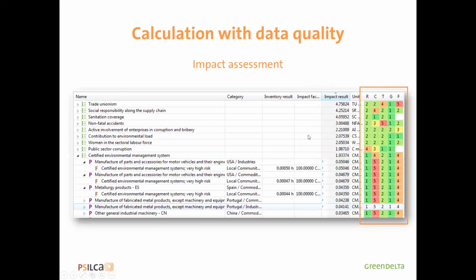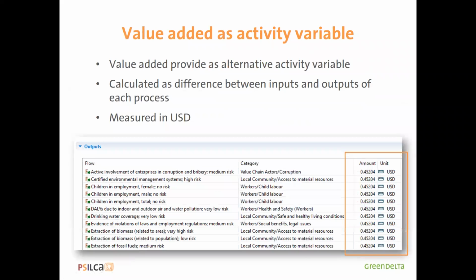And the same can be done on the impact level. So overall, we would see here, for example, different impact results, which can be interesting, for example, when you compare different product systems, and you on the one hand can compare impact results in total, but also the quality. And it's then up to you how you include the data quality. For example, for the indicator contribution to environmental load, or women in the sectoral labor force, we see that data quality is really good. So probably these results are quite reliable. While, for example, for certified environmental systems, you might consider the data quality not so good, and results should be looked at in a more critical way.